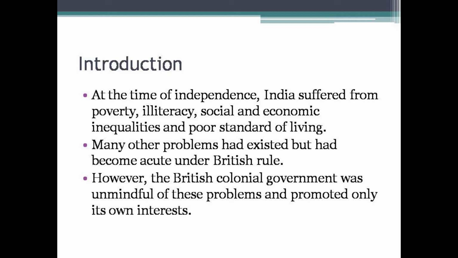Many other problems had also existed but had become acute under British rule. However, the British colonial government was unmindful of these problems and promoted only its own interests. Indian leaders strove to tackle these problems and they kept them in mind while defining the goals of the new Indian state.